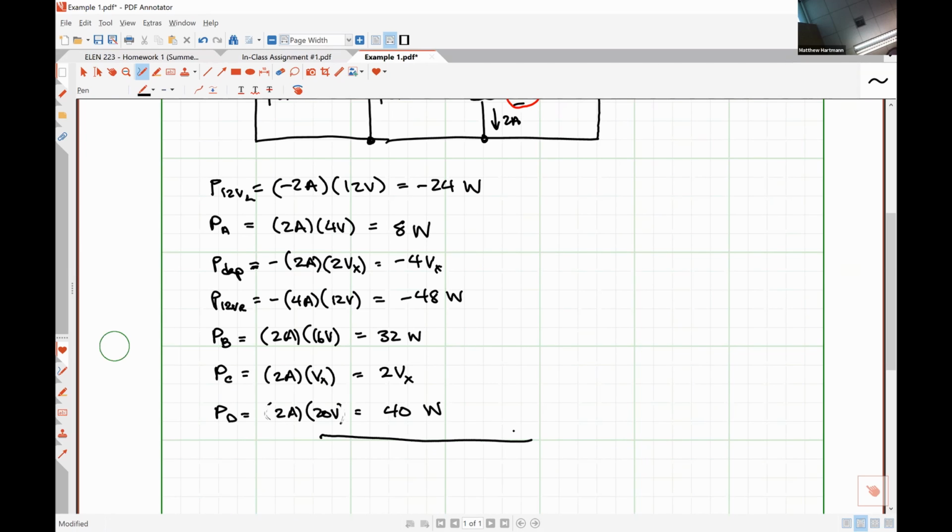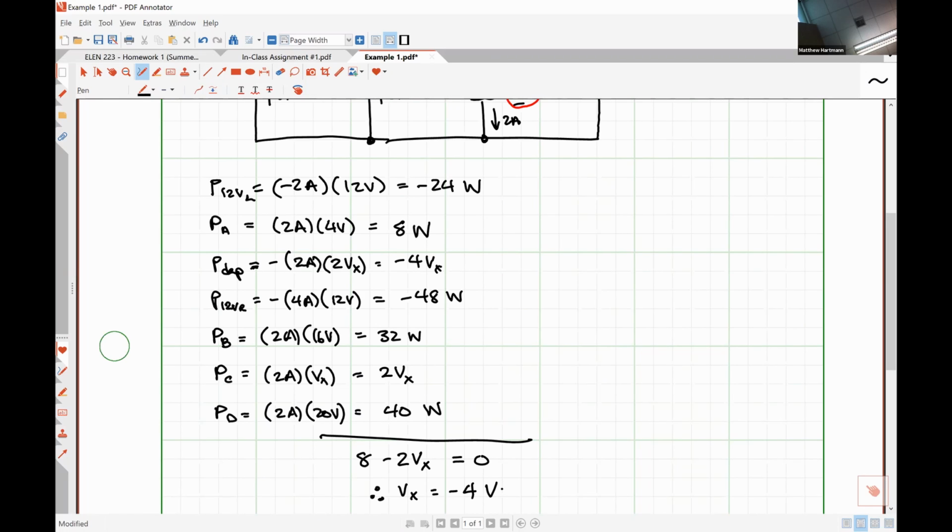And if we add all of these powers together, the sum should equal 0 because of Tellegen's theorem. So we have negative 24 plus 8 minus 48 plus 32 plus 40. So that's 8. And then we have minus 4 Vx plus 2 Vx gives us minus 2 Vx is equal to 0. So solving this, Vx is equal to 8 divided by negative 2, is negative 4 volts, if I did my math correct, which I believe I did.